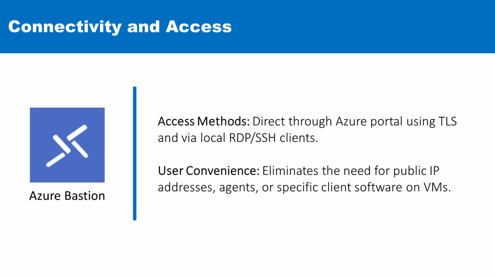One of the standout features of Azure Bastion is its streamlined connectivity. So imagine accessing your VMs through the Azure portal or through local RDP or SSH clients, all secured via TLS encryption. This functionality really marks a departure from traditional methods, eliminating the need for additional client software or complex setups on your VMs. Instead, it's all about enhancing user convenience while ensuring secure direct access to your resources in Azure.